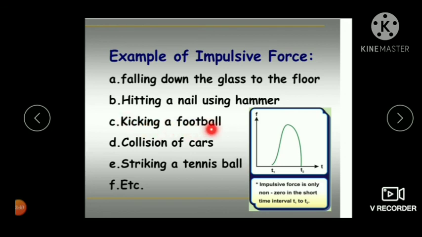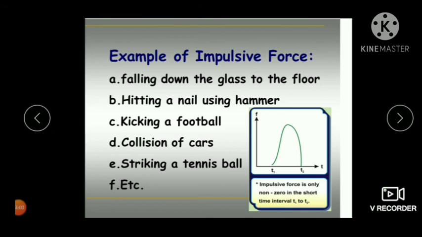While kicking a football, we apply a large force within a short period of time. Then during the collision of cars also, and striking a tennis ball. In all these cases, we apply a large force within a short period of time. Hence it is called impulsive force.